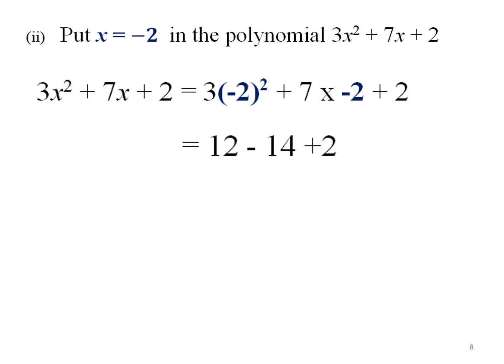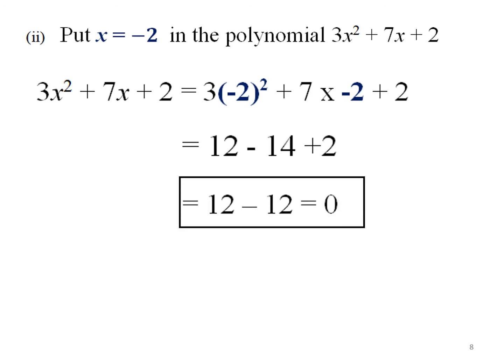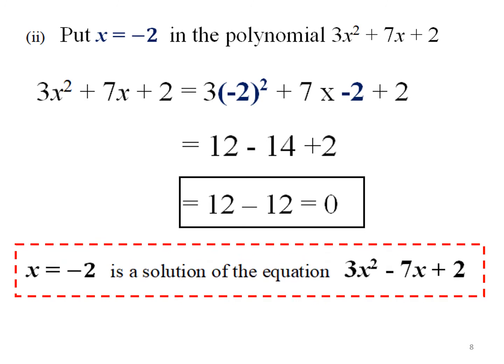So 12 plus 7 into minus 2. Plus and minus is minus. 7 twos are 14. So minus 14 plus 2 will give you minus 12. 12 minus 12 is equal to 0. So we are getting the solution as 0, and therefore I can say that x is equal to minus 2 is the solution of the equation 3x square plus 7x plus 2.